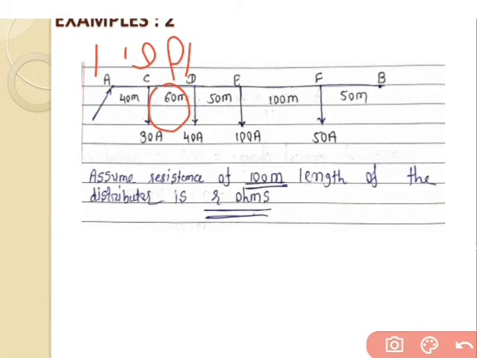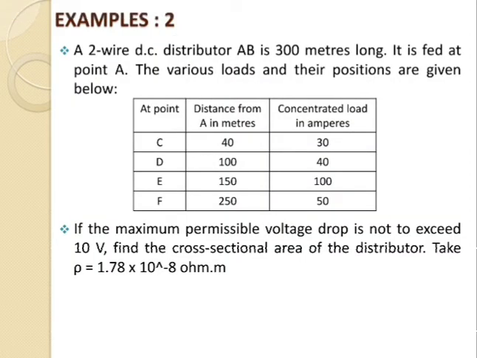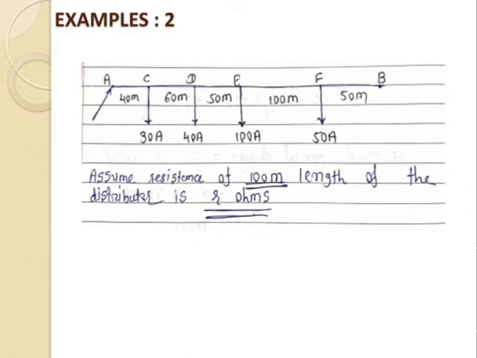Go for the next section, that is the DF. So the DF section has a loading equal to 100 ampere and a distance equal to 150 meter. So based on that, for the DE section the distance is equal to 50 meter.